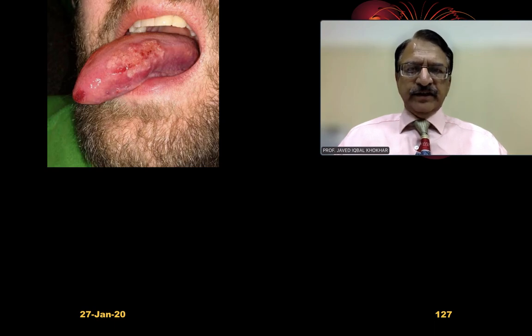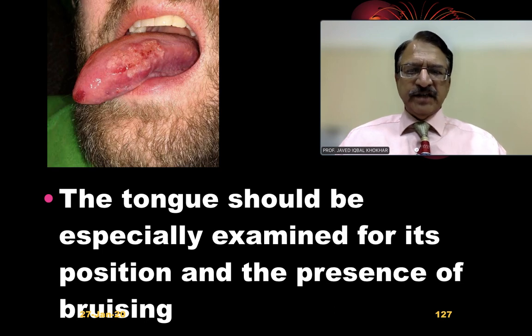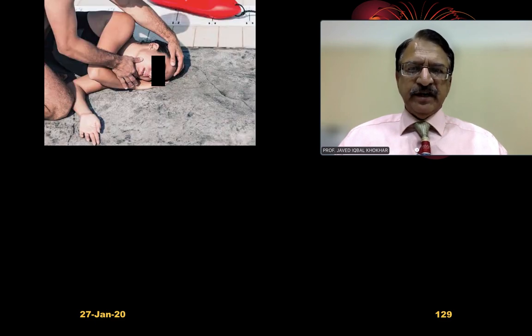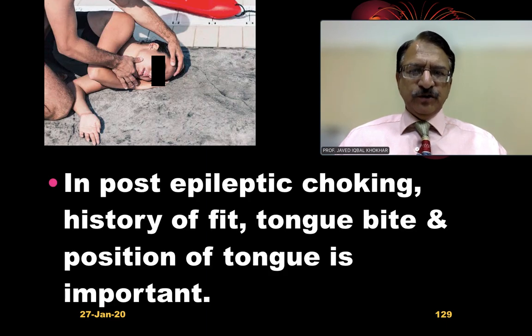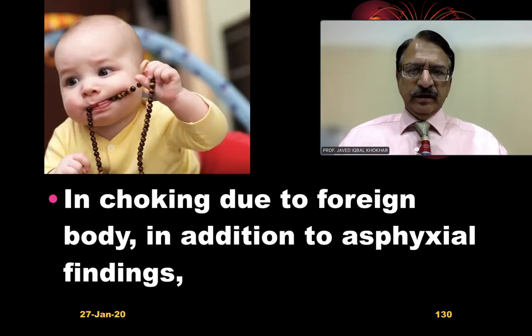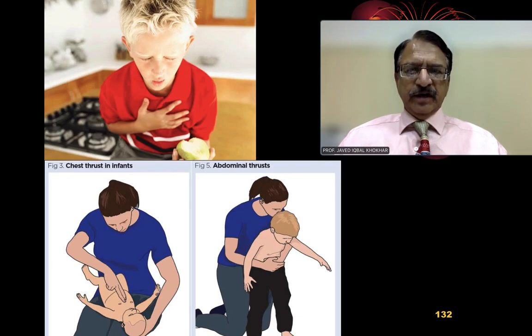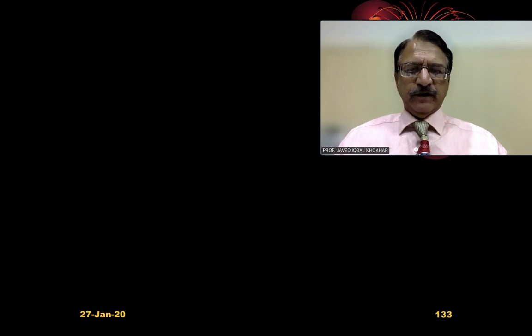Now, regarding the autopsy findings, the tongue should be specially examined for the position and the presence of bruising or bite mark before the dissection of the neck or removal of the viscera. In post-epileptic choking, the history of fit, the tongue bite, and the position of the tongue are important. In choking due to foreign body, in addition to asphyxial findings, you can find the object which is responsible for causing the choke in the respiratory passages. And you can prevent choking in children by the Heimlich maneuver.